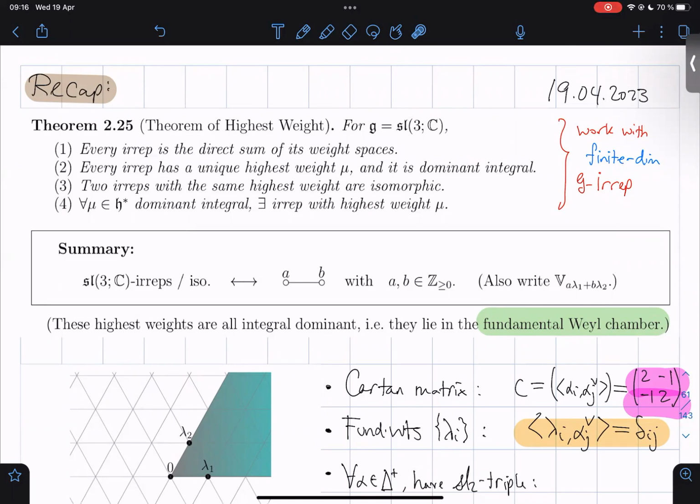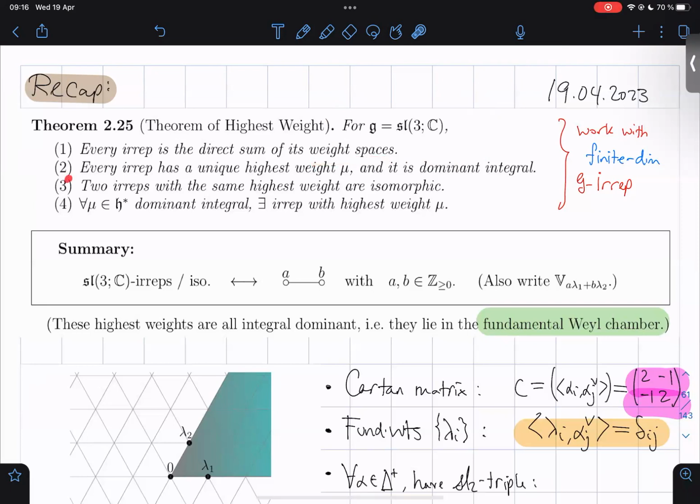And so let's just go through the statements of the theorem of the highest weight for SL3. For SL3, every irreducible representation is the direct sum of its weight spaces. This is the analog for general irreducible representations to the root space decomposition. You're decomposing with respect to the action of this Cartan subalgebra, these diagonal matrices. Implicit in this formulation is that a Cartan subalgebra has been chosen. So there's a choice there, and then we get weight spaces from that choice.